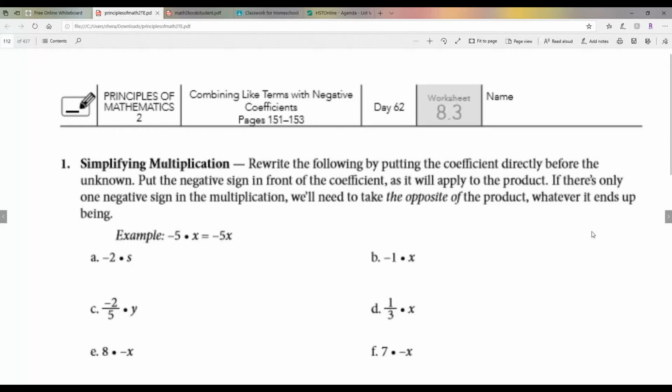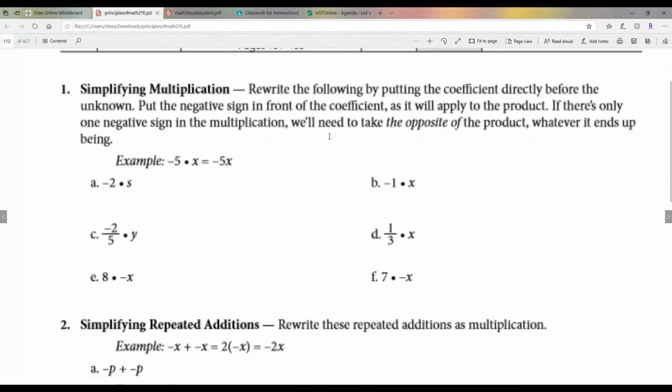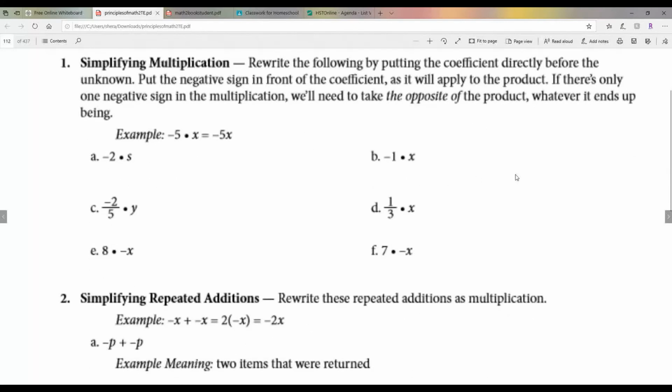It's worksheet 8.3. Now, number 1, on this section, you're going to rewrite the following by putting the coefficient directly before the unknown. Okay, remember how we did this before? Just showing you how to write it correctly. Okay, and putting the negative sign in front of the coefficient, as it will apply to the product. If there's only one negative sign in the multiplication, we'll need to take the opposite of the product, whatever it ends up being. So here you have negative 5 times x equals negative 5x.